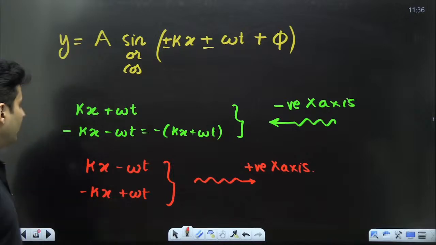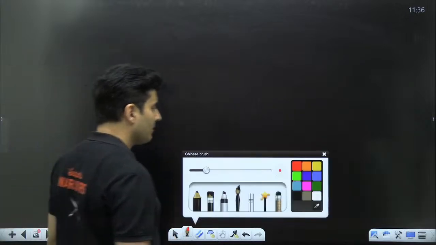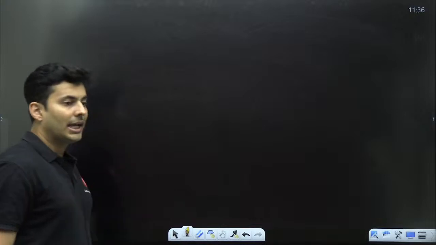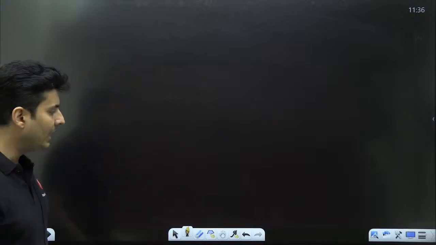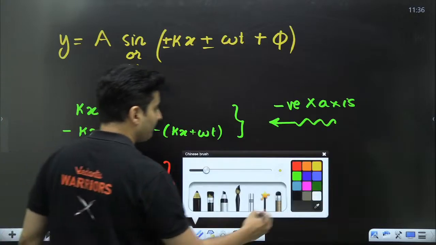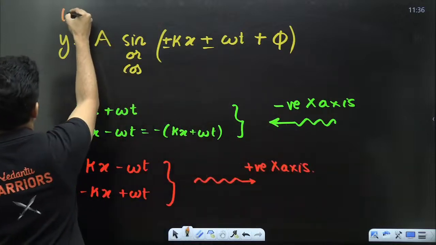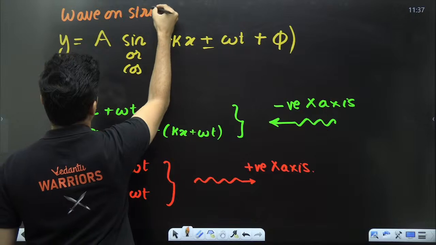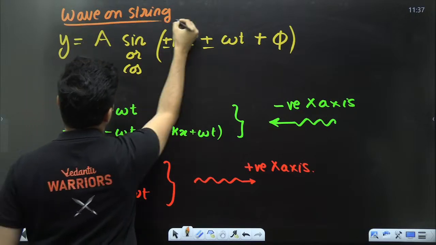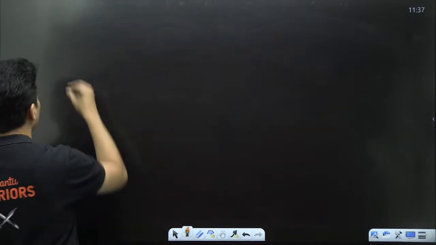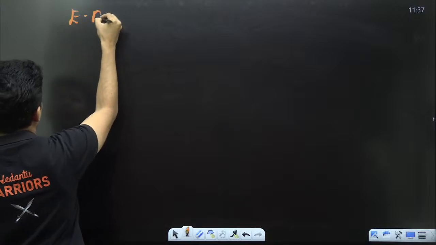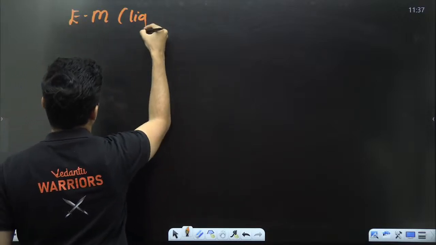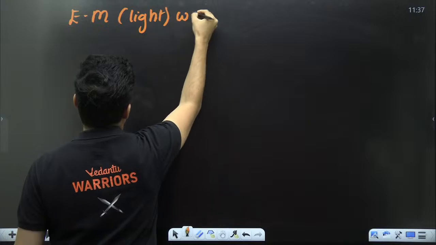Right. Now, similarly, you have the electromagnetic wave, which is basically a light wave. This was for a wave on a string. For a wave on a string, this is how the equation looks. Now for an electromagnetic, basically your light wave.